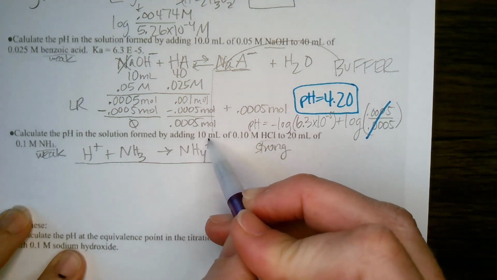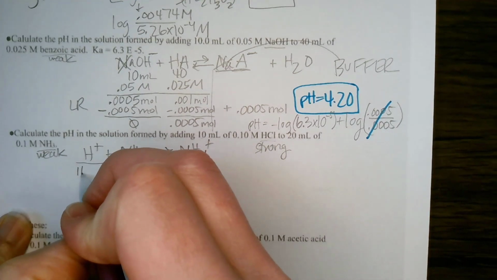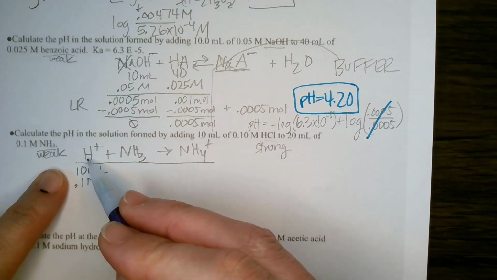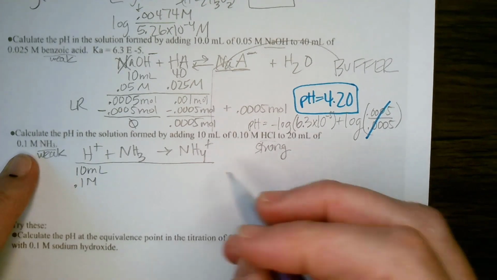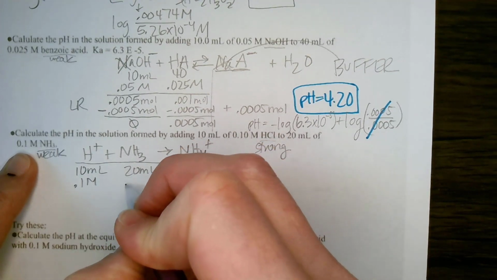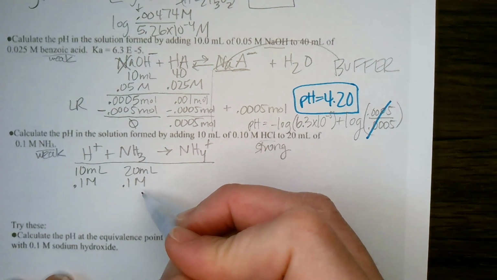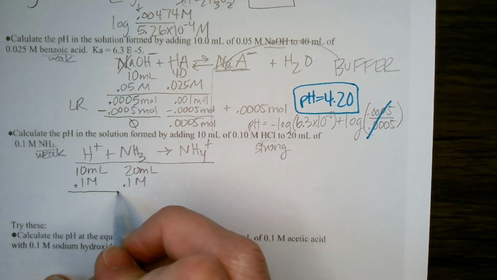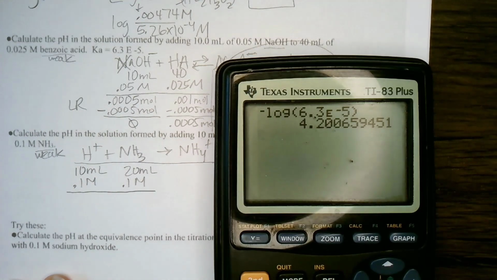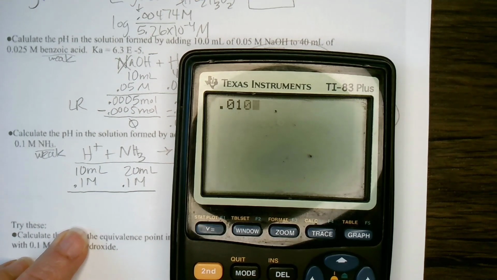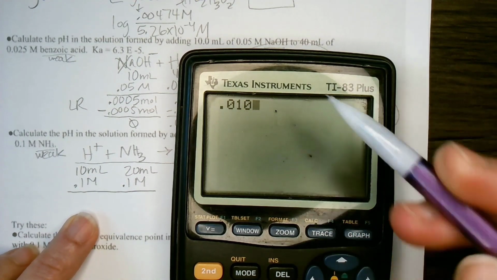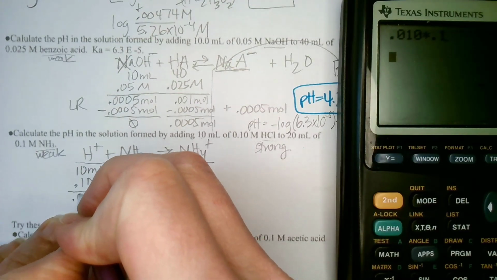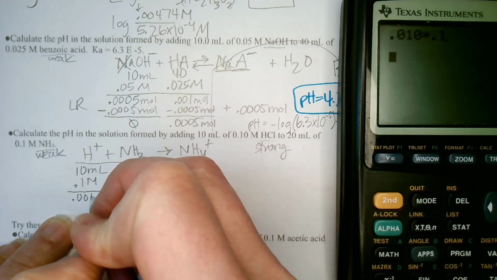So let's look at what we have. We have 10 milliliters of 0.1 molar HCl, which is our H plus. We have 20 milliliters of 0.1 molar of our ammonia. All right, so we're going to do molarity times volume to get moles of each. So I'm going to do 0.010, which is 10 milliliters in liters, times 0.1 to get 0.001 moles.